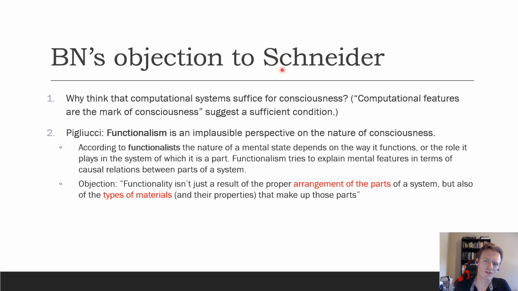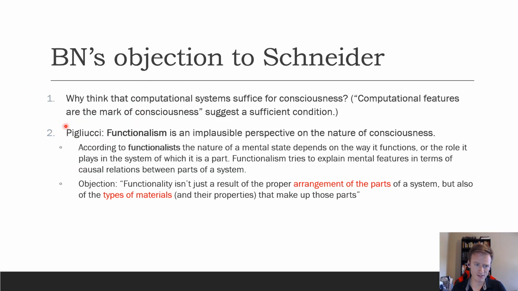There are some ways to respond to Schneider's objection to biological naturalism. This is a lot to keep track of. We're looking at responses to Schneider's objections, okay? So one response is, why think that computational systems suffice for consciousness? Sure, they serve as really great models for consciousness and for thinking. But just because they model thinking and consciousness does not mean that those models suffice for consciousness. Note that Schneider says computational features are the mark of consciousness, and that suggests she is stating a sufficient condition on consciousness. If you have computational features of a certain kind, then you're conscious. But why think that? Why think that computation suffices for consciousness? Why don't you also need biological features?